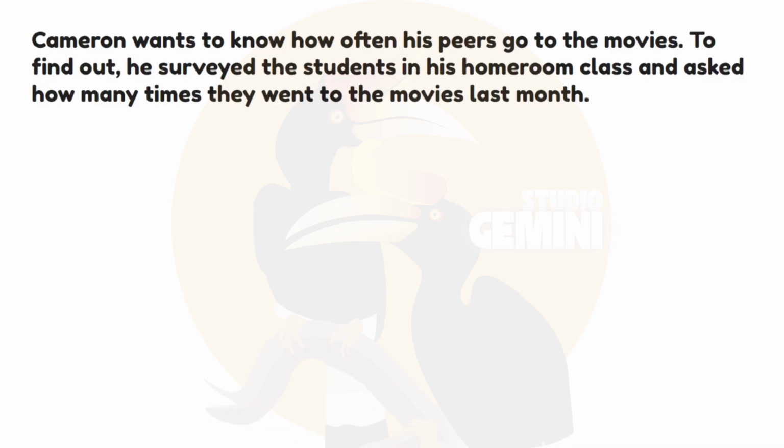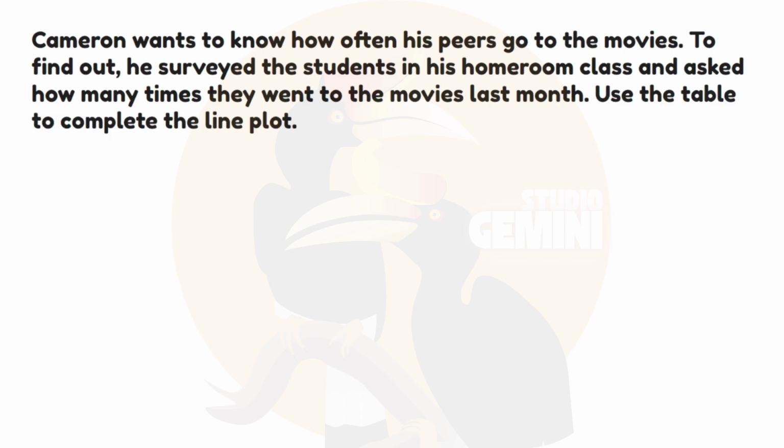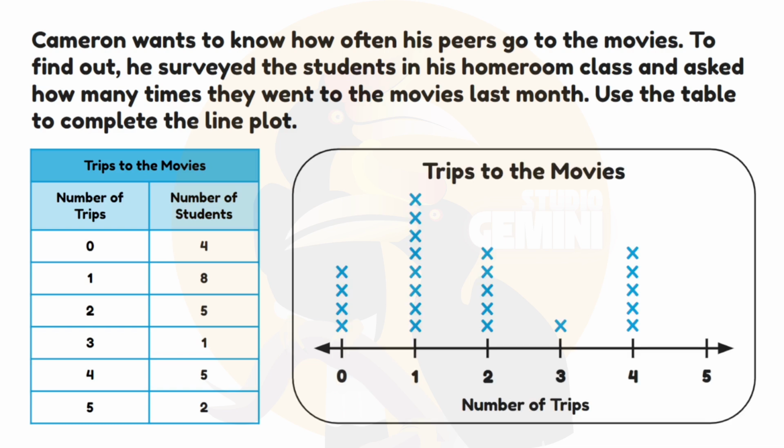Cameron wants to know how often his peers go to the movies. To find out, he surveyed the students in his homeroom class and asked how many times they went to the movies last month. Use the table to complete the line plot. Here is our table, and here is the line plot we need to complete. To help get us started, most of the data has already been graphed. Each X in our line plot represents 1 student surveyed.